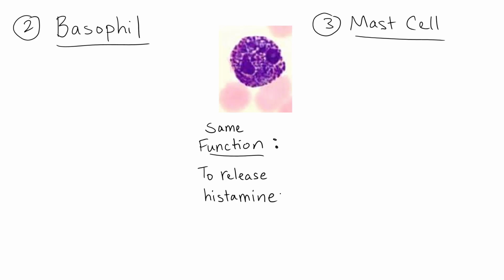So when you look at the microscopic view of the basophil in this particular blood smear, do you notice it has all of these purple granules throughout the cytoplasm? So we call these granules, and you can view these in the histological stain. And these granules are actually full of histamine.